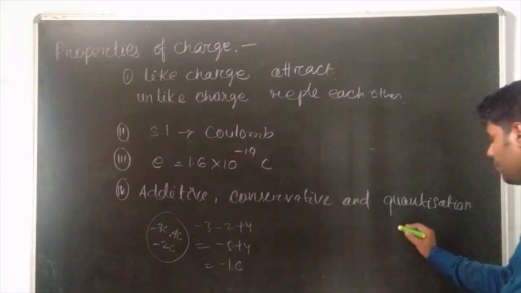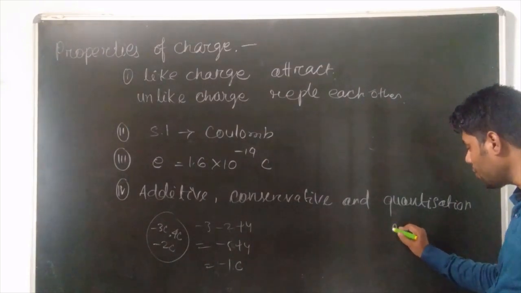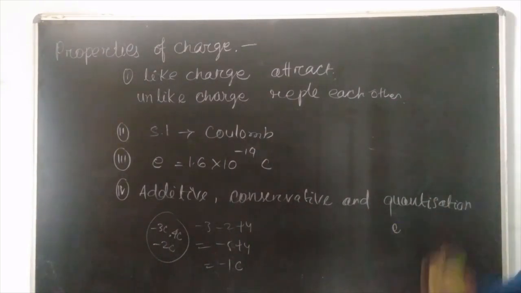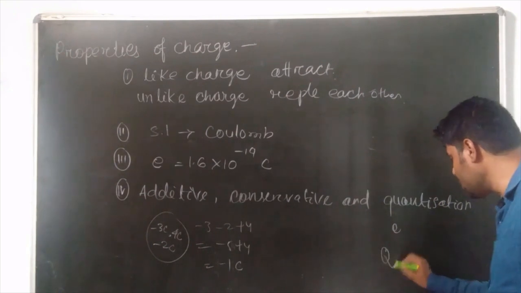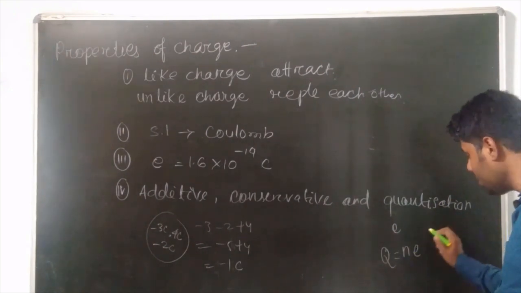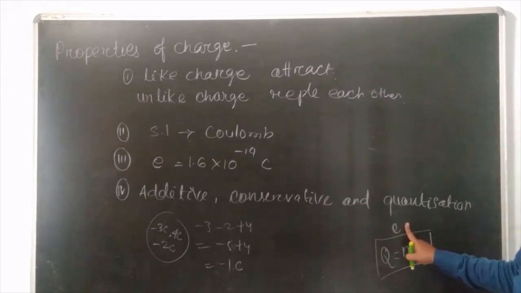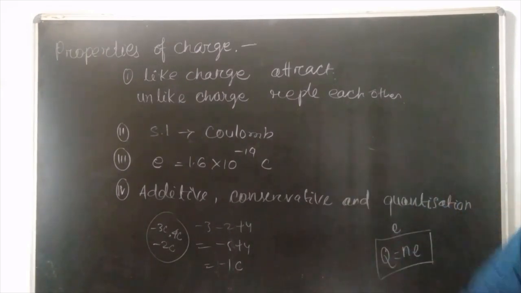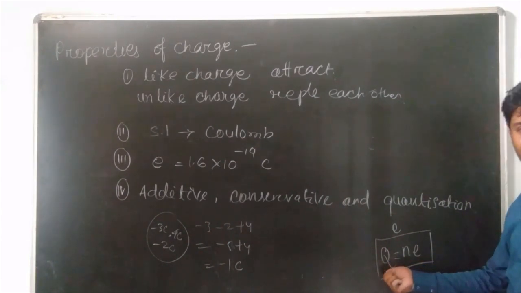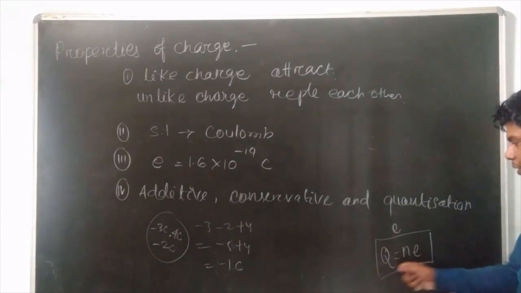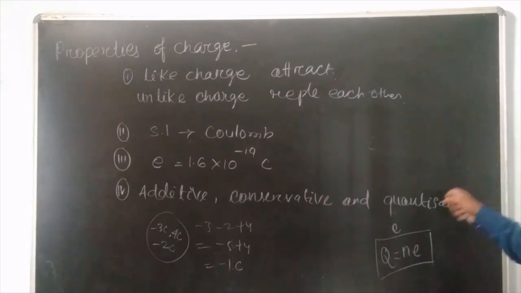Quantization property means, if you know the charge of an electron is e, and there are n number of electrons, then the total charge is equal to ne. If you know the charge of one electron and there are n number of electrons, you are calculating, you are quantizing the quantity. So the net charge is equal to ne, so Q is equal to ne. This property is known as quantization property.